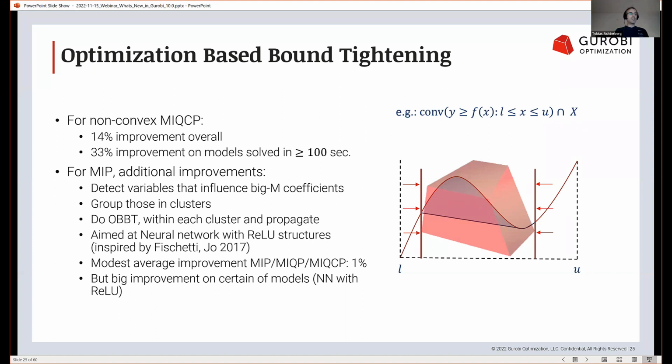And that technique just gives a modest over average improvement for MIP, but for these problems that come from neural networks, this is a big improvement.